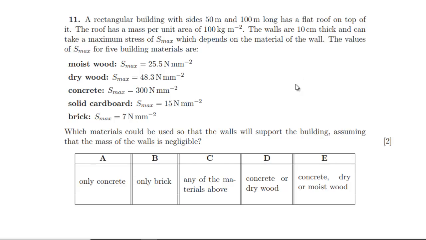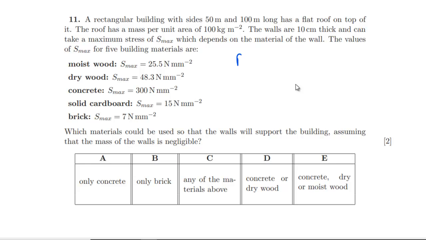Flat roof on top of it. The roof has a mass per unit area of 100 kilograms per meter squared. Walls are 10 centimeters thick and contain a maximum stress which depends on the material of the wall. Right, so what materials can we use? Right, so what's the mass of the roof going to be?